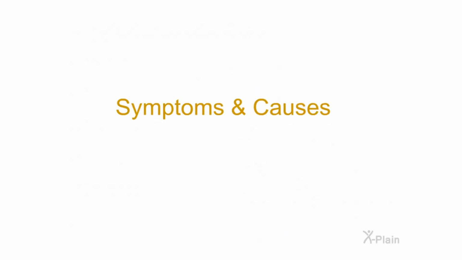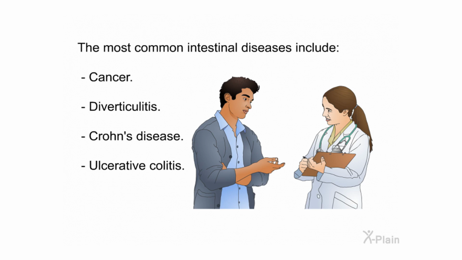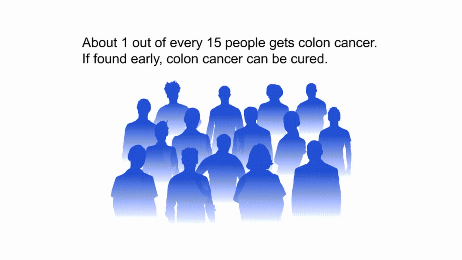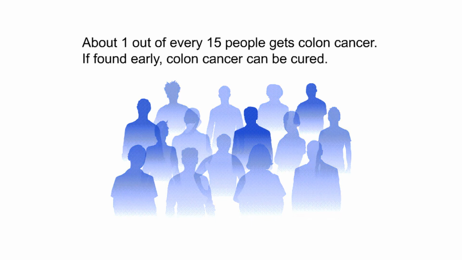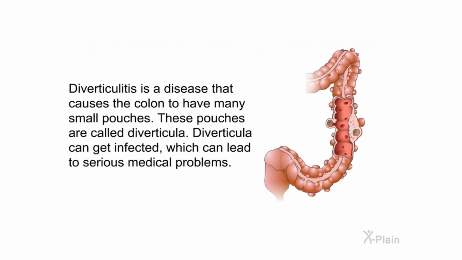Symptoms and causes. The most common intestinal diseases include cancer, diverticulitis, Crohn's disease, ulcerative colitis. About 1 out of every 15 people gets colon cancer. If found early, colon cancer can be cured. Diverticulitis is a disease that causes the colon to have many small pouches. These pouches are called diverticula. Diverticula can get infected, which can lead to serious medical problems.